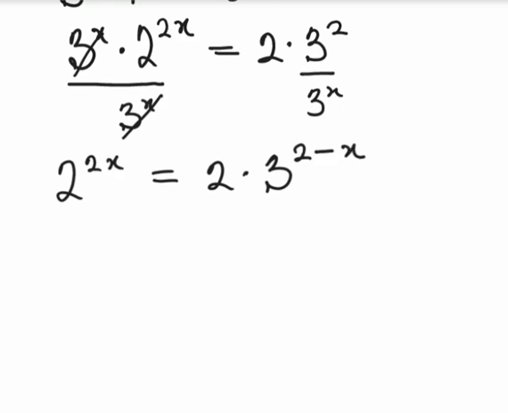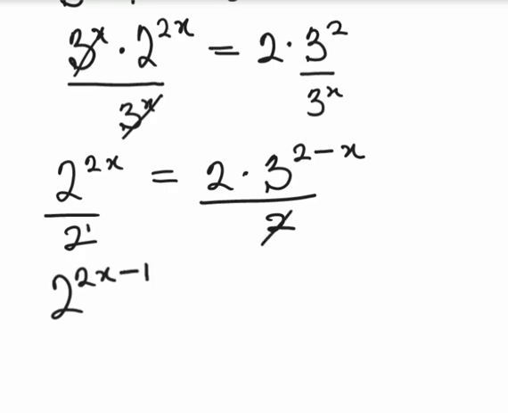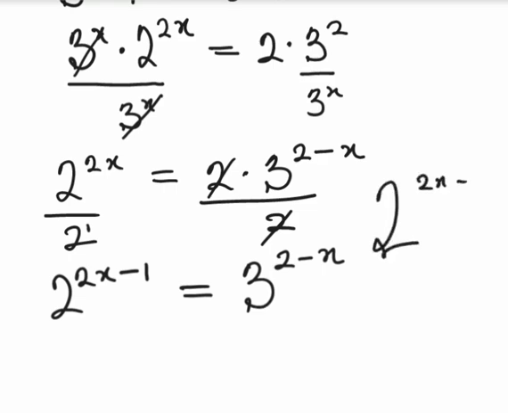So likewise, we can also divide both sides by 2 here, so that we can separate the bases from each other. So we have 2 raised to the power of 2x. Don't forget, this one is raised to the power of 1, then minus 1. We cancel this out. Then we have 3 raised to the power of 2 minus x. Don't forget where we are going. This is where we are going: 2 raised to the power of (2x minus 1) all over (x minus 2).